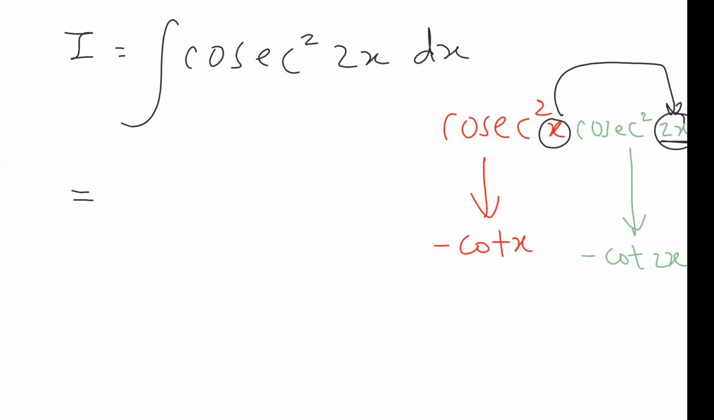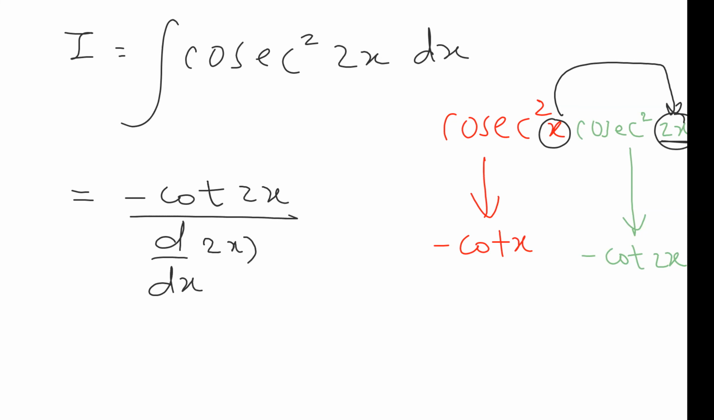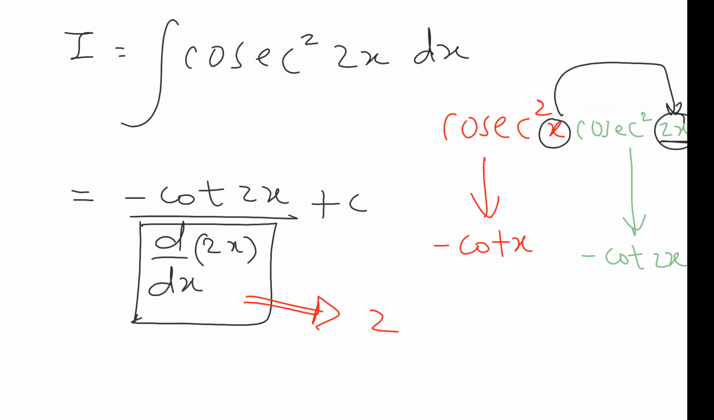Otherwise, there was no other option for us. So minus cot 2x upon d by dx of 2x, which will be in the denominator. Why is this in the denominator? Because we are integrating. Had it been derivatives, we could have just placed this in the numerator. Plus c, and this will be 2. So that will be your final answer, minus cot 2x upon 2 plus c.